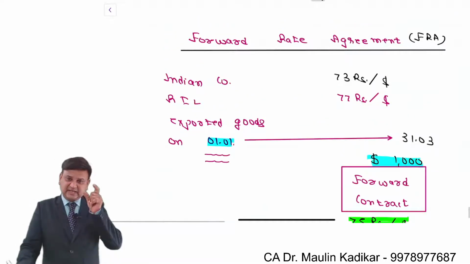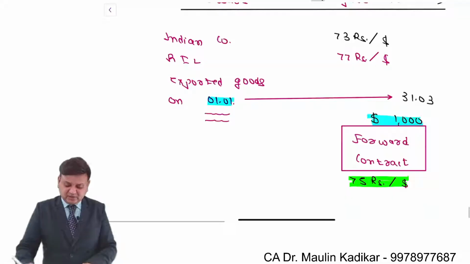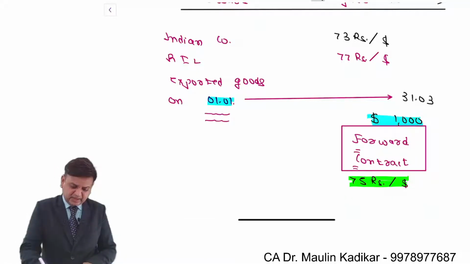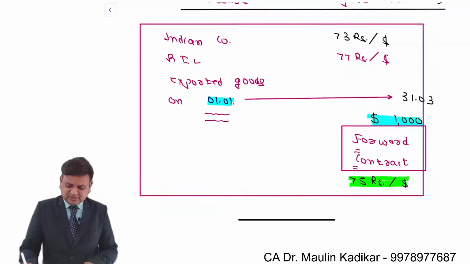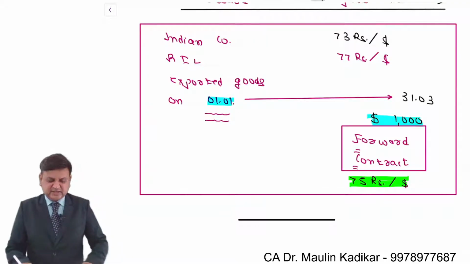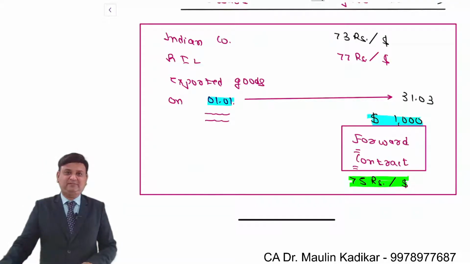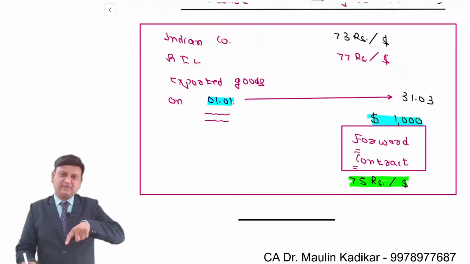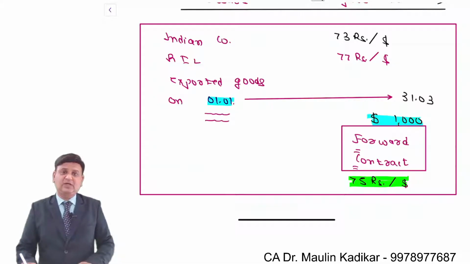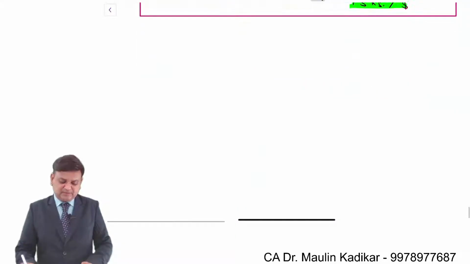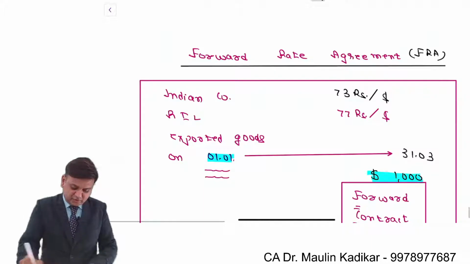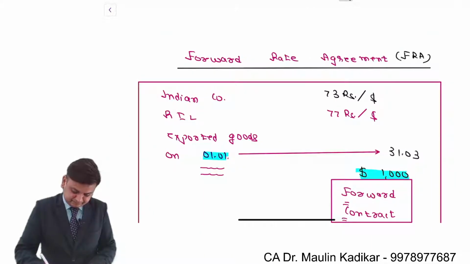And this is given a technical name, as you have entered into the forward contract for the purpose of hedging. There are a number of other contracts which are also available, but this is one of the contracts, that is called forward contract. Now whatever the concept that we understand with respect to the conversion of one currency into another, exactly the same concept is here with respect to the forward rate agreement.